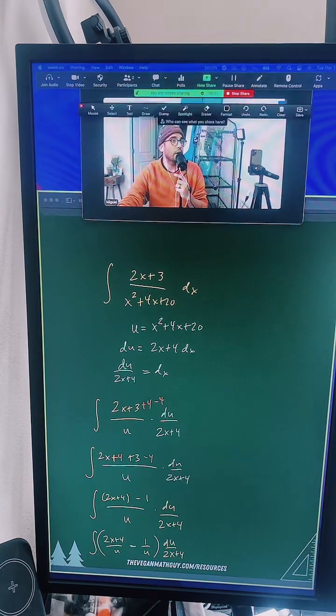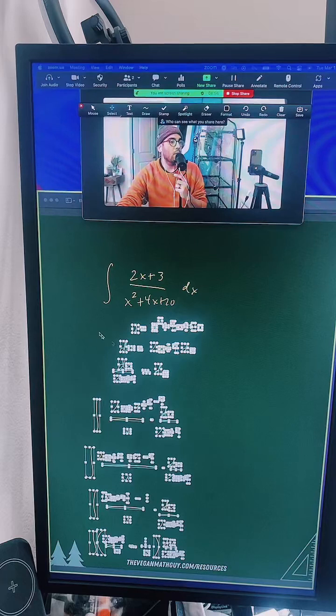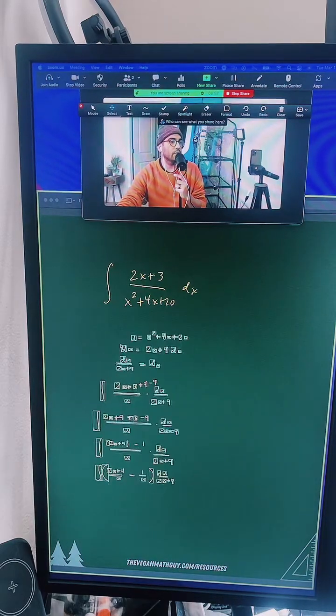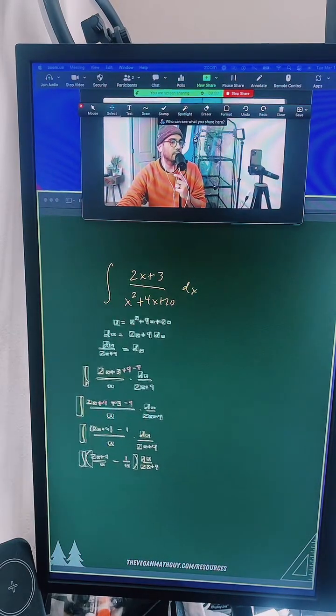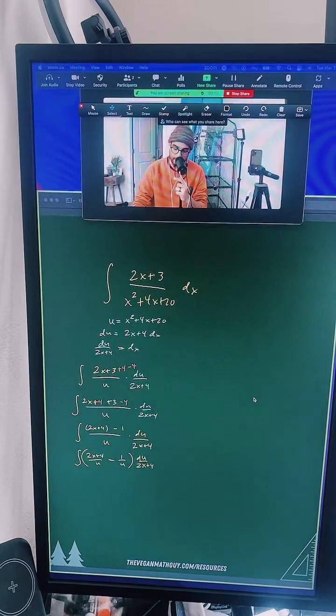Let me go ahead and create some space on the blackboard here, and we're going to continue to solve this. We're going to have two different integrals. One's going to be really easy to solve. The other one's going to take some time to complete. Okay. Now that we have the 2x plus 4 over u times, I can go ahead and write the du over 2x plus 4. And then I still have that other integral, 1 over u times du over 2x plus 4.